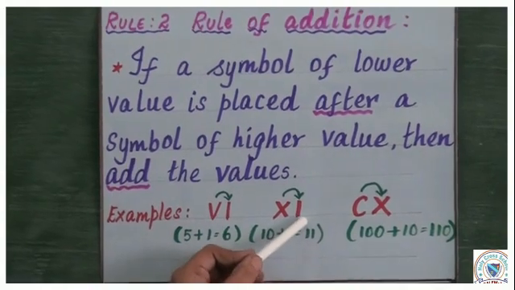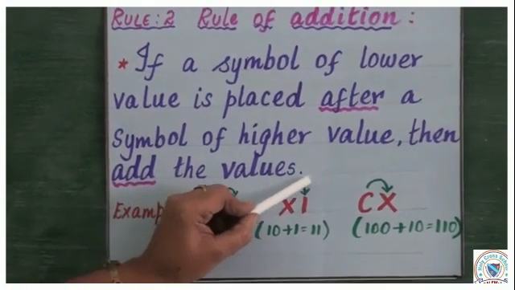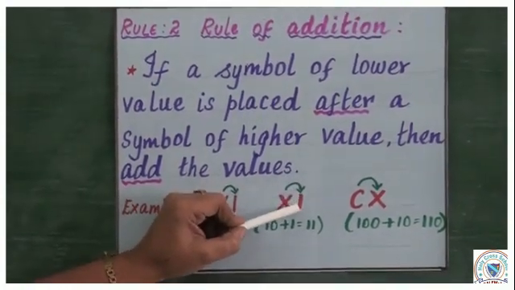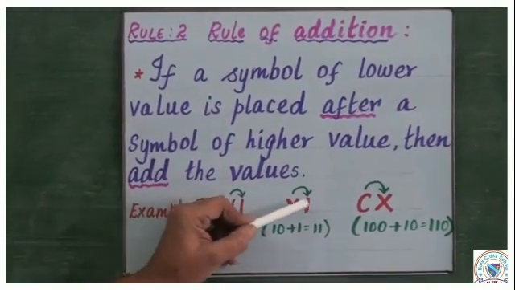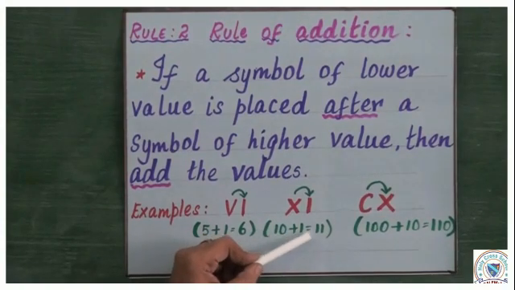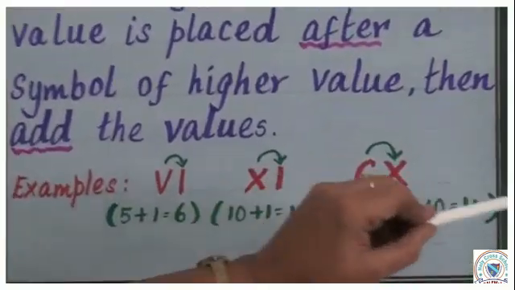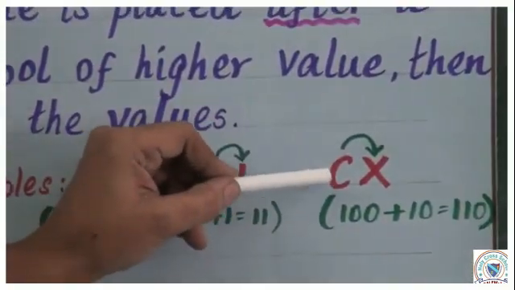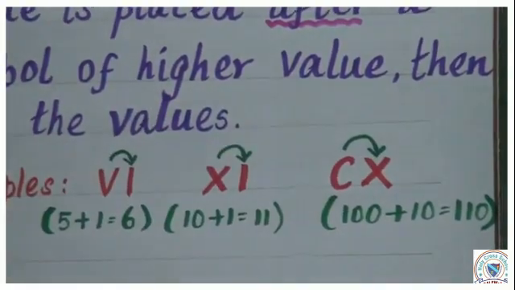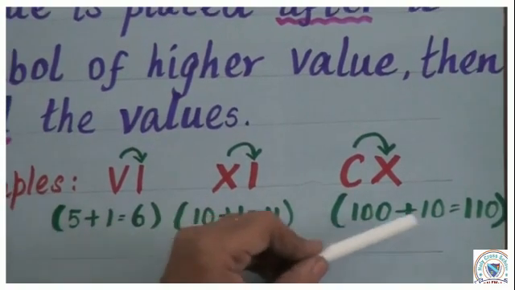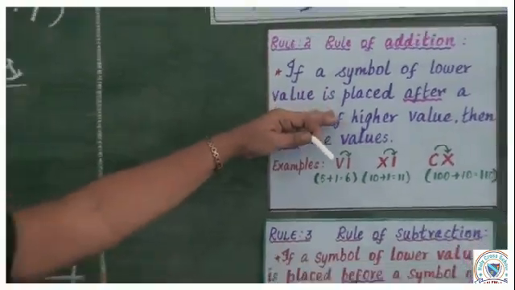In the next example you see, X is the symbol of higher value. After X, I have put I, the symbol of lower value. So which means you have to add the value. 10 plus 1 is equal to 11. Next, in the third example you see, C, the symbol of higher value. After C, I have put X, symbol of lower value, which means 100 plus 10, 110. Is the second rule clear to all?